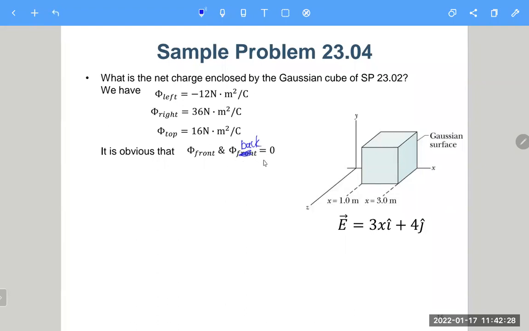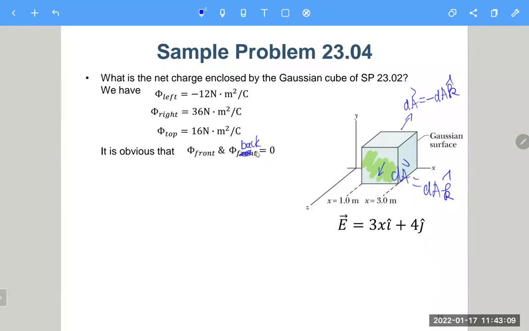It is obvious because phi front is this one, and you can imagine this dA is pointing to the z-axis. The z-axis should be k hat. So you can simply imagine this one dotted with this one. I dot k is 0. J dot k is also 0. So you're integrating 0, which is 0. And similarly for the back, dA is negative dA k hat, so you can also imagine this one is 0.